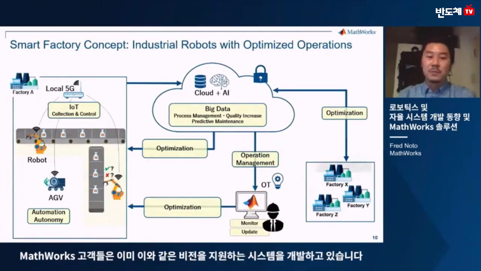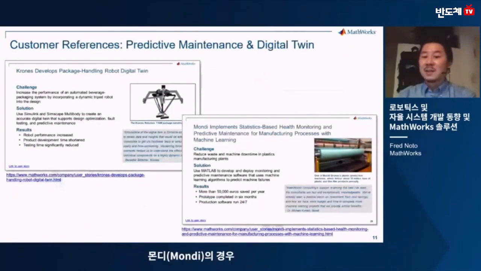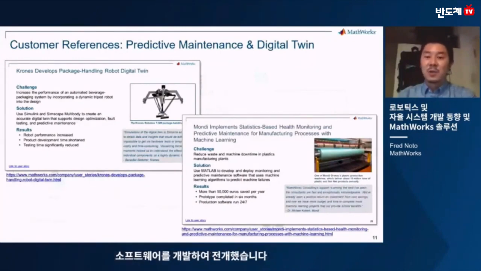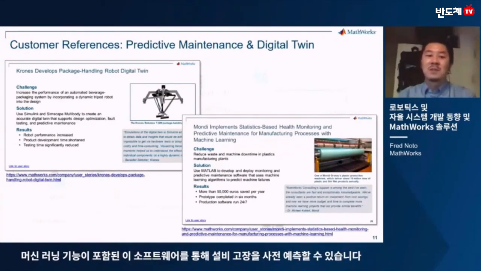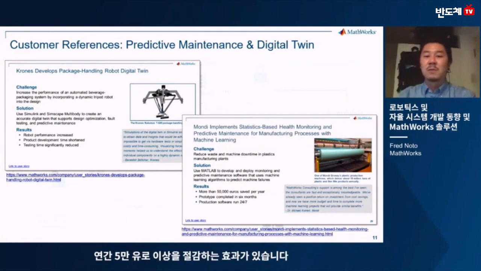Now, MathWorks customers are already developing systems that support this vision. For predictive maintenance, Mondi used MATLAB to develop and deploy operation monitoring and predictive maintenance software, which includes machine learning and allows Mondi to predict machine failures before they occur. Only 6 months were needed to prototype the system, and the production software runs 24 hours a day, 7 days a week, saving more than 50,000 euros a year.